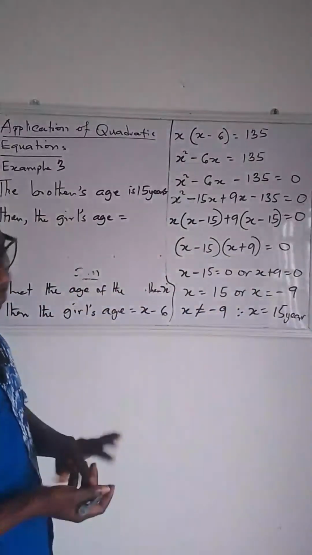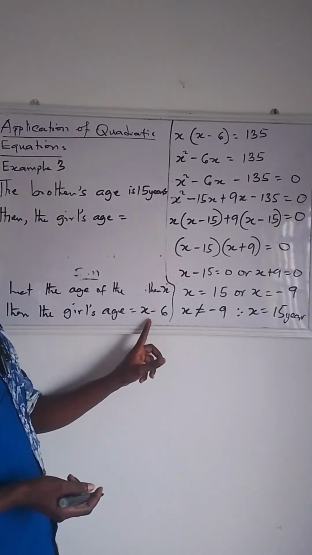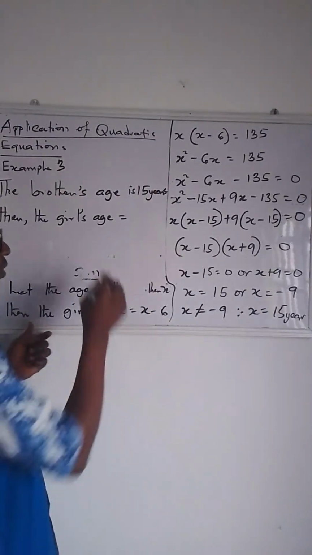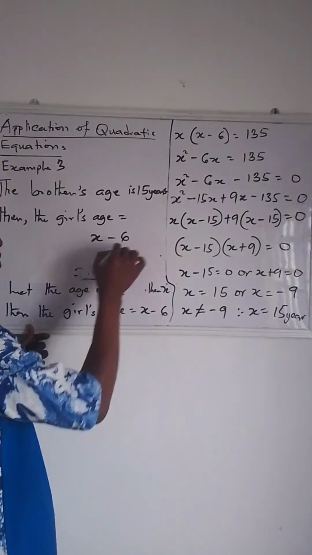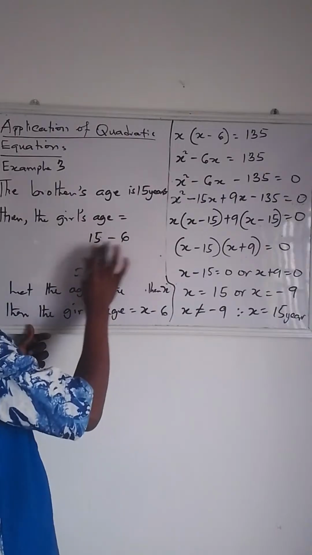How did you get 9 years? You can see we have represented the age of the girl with x minus 6. So when x is 15, you have 15 minus 6.